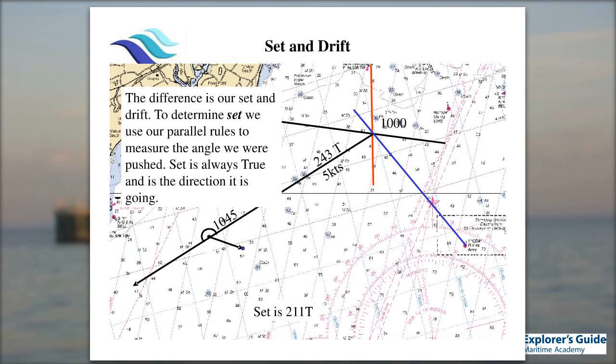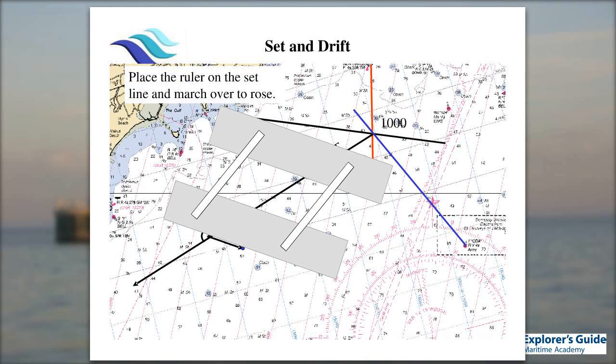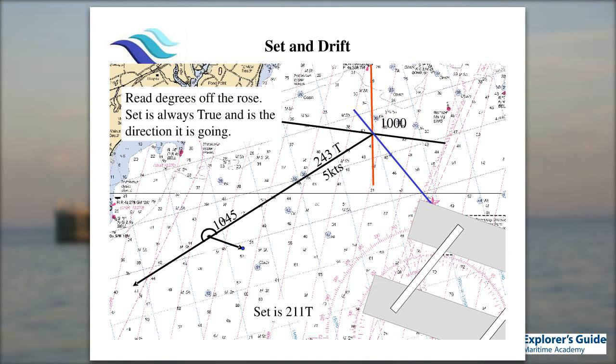However, we find out that we're really not at our theoretical position, but we're in a different location. So we draw a line from our theoretical to our known position. That gives us set. Remember, set is direction. Simply walk it over to the rose. We can measure that off. Yes, we're at 211 true is our set. That's the direction the current or wind is pushing us.